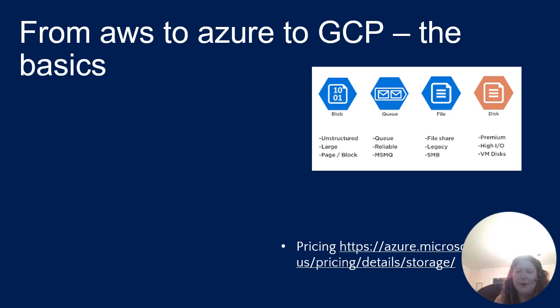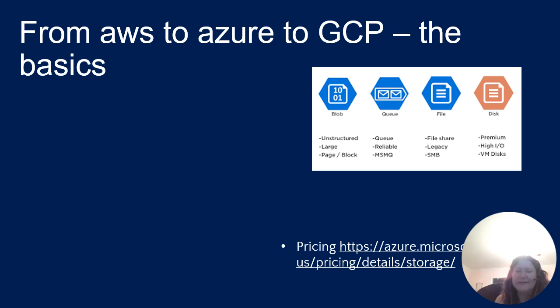So a blob is unstructured. You can have large volumes of blobs. You can have blobs in pages and blocks and all kinds of things. A queue can be like a message queue, like RabbitMQ or AMQP, or in AWS this would be SQS. In Google Cloud this would be PubSub. I forgot to say that for blobs, the equivalent in Google Cloud would be Google Cloud Storage, and in AWS that would be S3 for blobs.